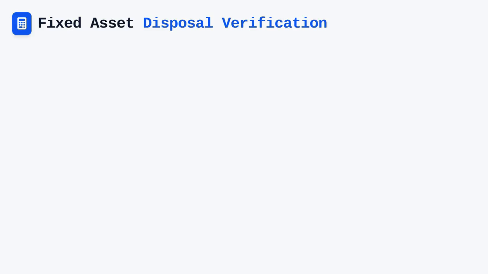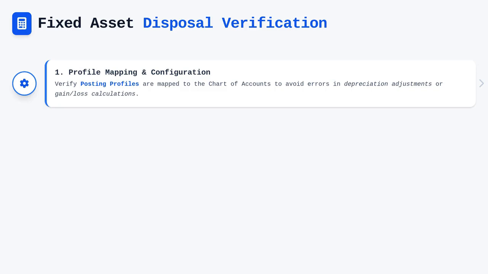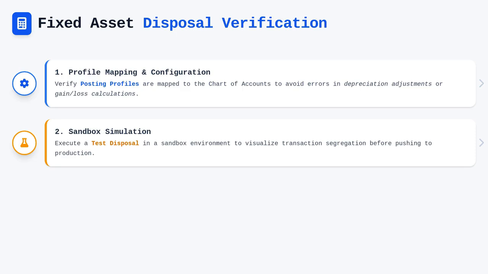To ensure these disposals are reflected correctly, you must verify that the disposal parameters in the fixed assets posting profiles are correctly mapped to your chart of accounts. If the posting profile is incorrectly configured, the depreciation adjustment or the gain/loss calculation may inadvertently post to the wrong financial dimensions. Many users find it helpful to perform a test disposal in a sandbox environment to visualize how the system segregates these transactions before applying them to production data.